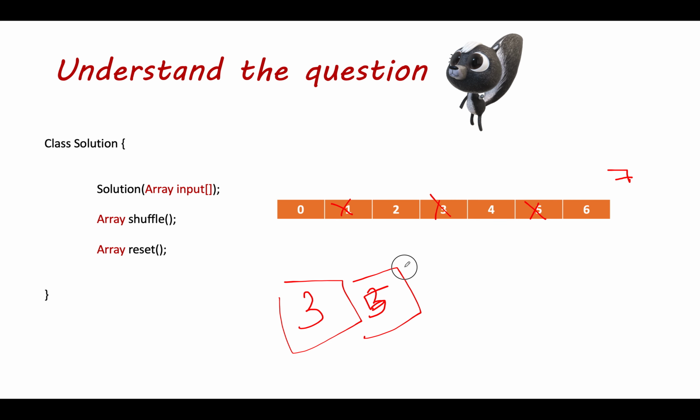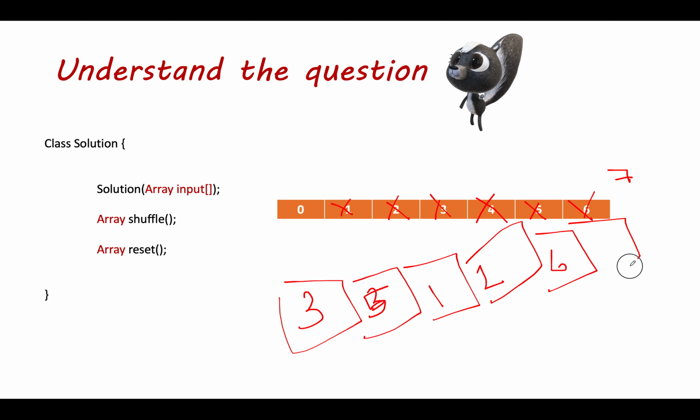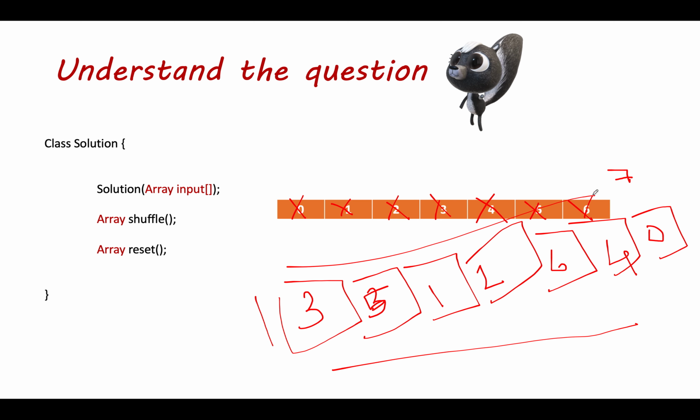Next we have is 1. 1 gets added. Next we have is 2, 2 gets added. Next we have is 6, let's assume we had 6, 6 gets added. Next we have is 4, 4 gets added. And last one is 0, 0 gets added. So you will see that we generated all the numbers in your output array in an absolutely random fashion. The only caveat here was to keep a track of those indexes that have been consumed in the past.